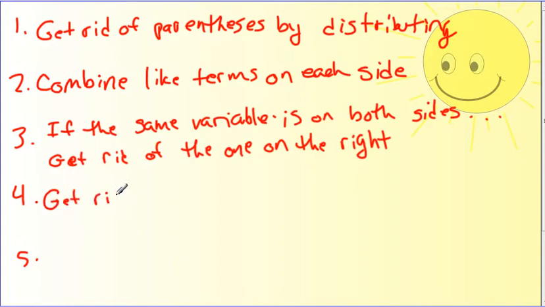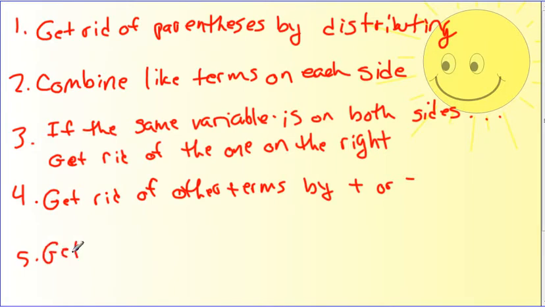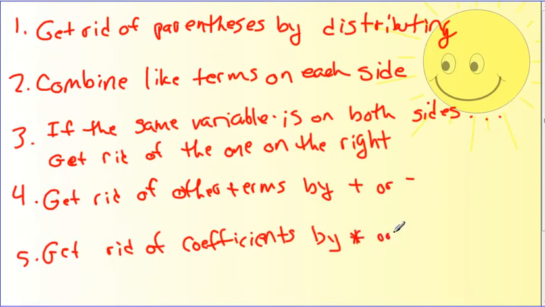Get rid of other terms by adding or subtracting. And lastly, step 5, get rid of coefficients by multiply or divide.